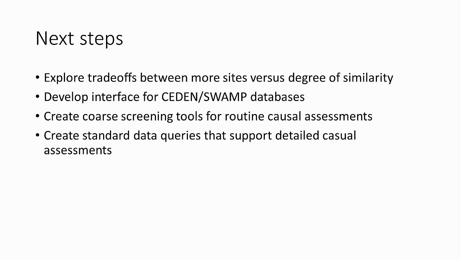We're right now exploring the trade-offs between having high numbers of sites versus degrees of similarity. I don't have any cutoffs or criteria of what I think is a maximum distance value. We still don't really have a good sense of what similarity is enough for most of these purposes. But if this approach works and we develop it, we think it'd be easy to develop an interface for some of these public databases like CEDEN or the SWAMP databases that could really help people query out all the data they would need to do a causal assessment for a given test site. It would be fairly quick, and then that would actually lead to the easy implementation of some of these coarse causal assessment tools that I mentioned earlier.